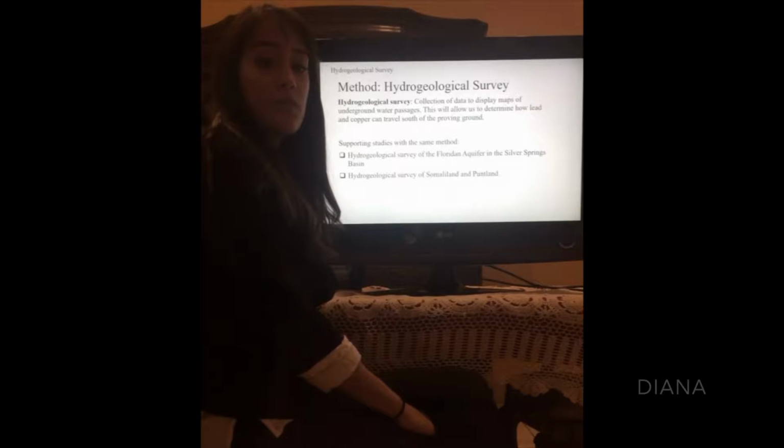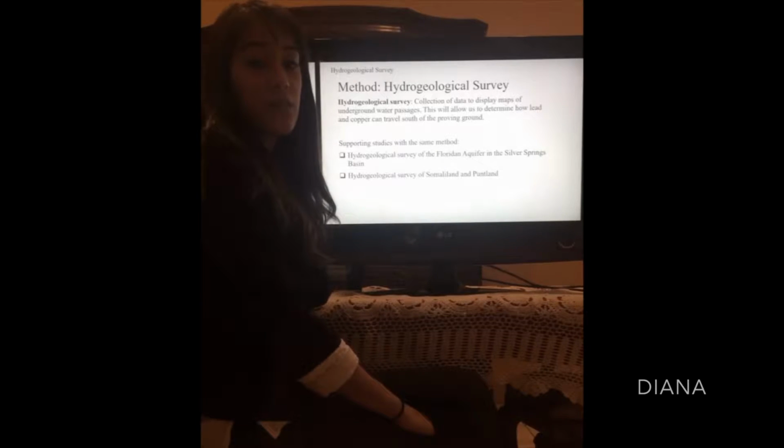The method we propose for this assignment is a 4-stage hydrogeological survey. This method requires the collection of both qualitative and quantitative data in order to create both conceptual and analytical hydrogeological models of the Aberdeen Proving Ground. These models will show the direction of water flow from Aberdeen to the private wells in Baltimore.